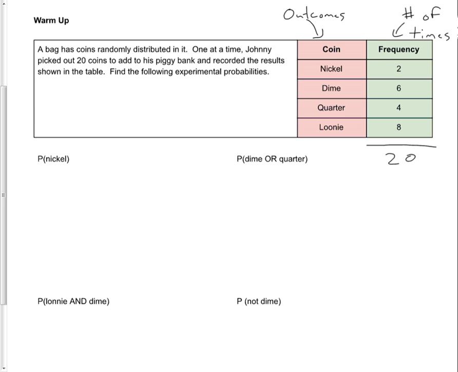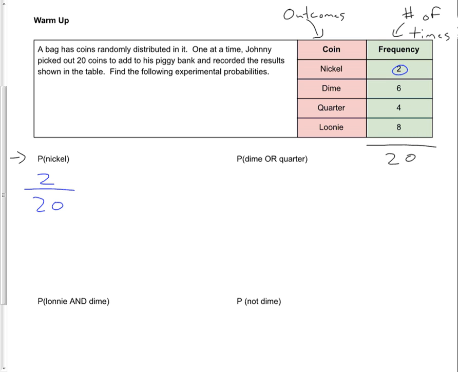So we want to first figure out this section right here. What is the probability of pulling out a nickel? That P and then in brackets nickel means what's the probability of him pulling out a nickel? If we look at our chart, we see that he pulled a nickel out 2 times. So if we want to figure out the probability of picking out a nickel, we need to take a look at the 2 results of him pulling out a nickel out of 20. And so we've got our fraction: 2 out of 20 times he pulls out a nickel.